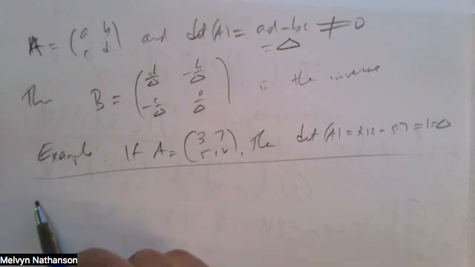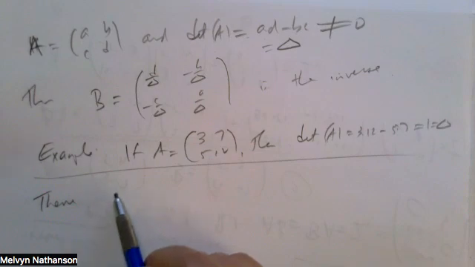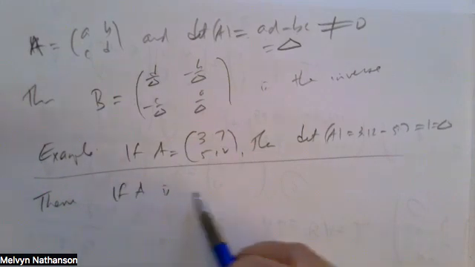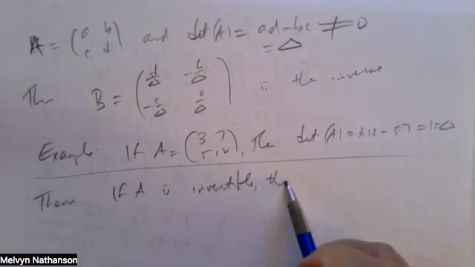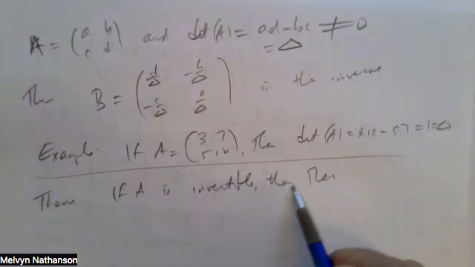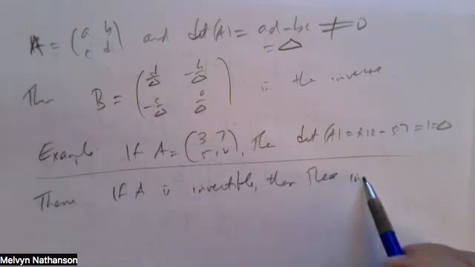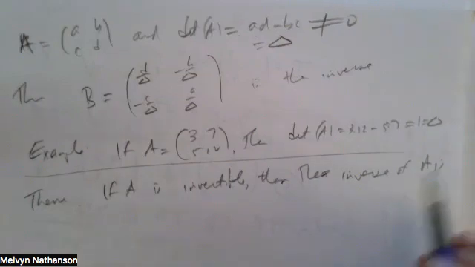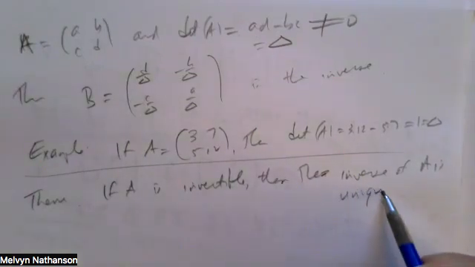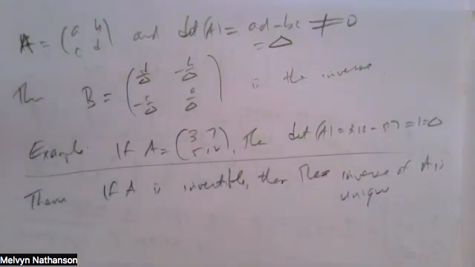Okay. And there's a little theorem which says that if A is invertible, then the inverse of A is unique. The matrix has only one inverse, it's unique.